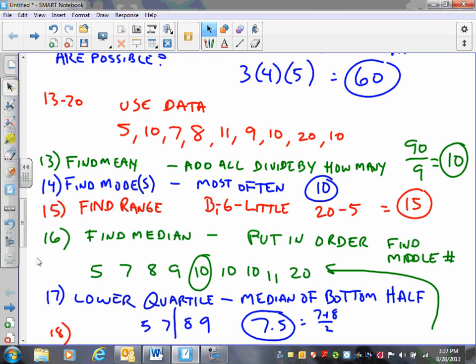You have to find the median, which means you have to put them in order. And you have to find the middle number. Well, we have 9 numbers. That means my 5th number, which is 10, is the median.